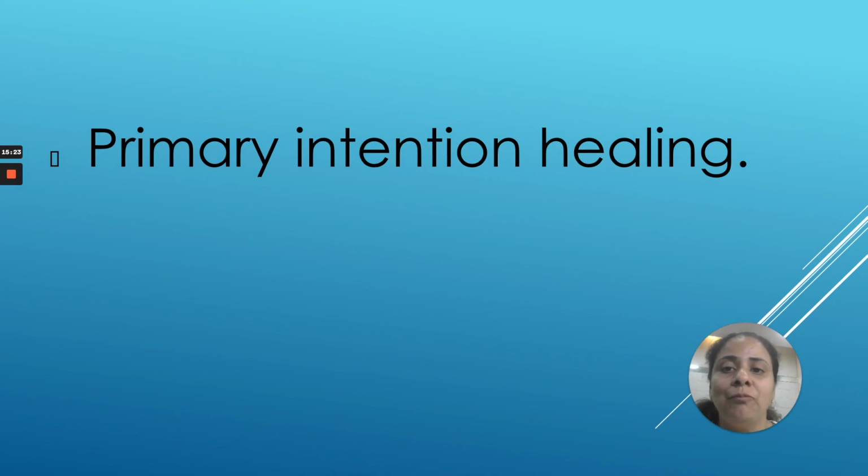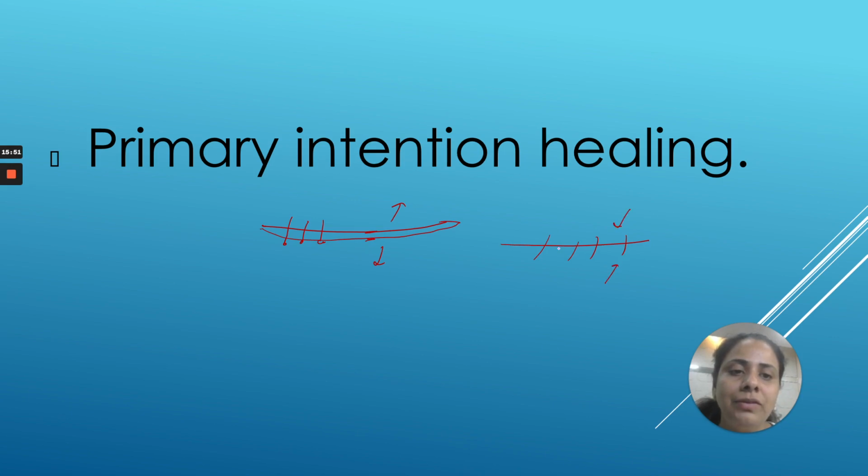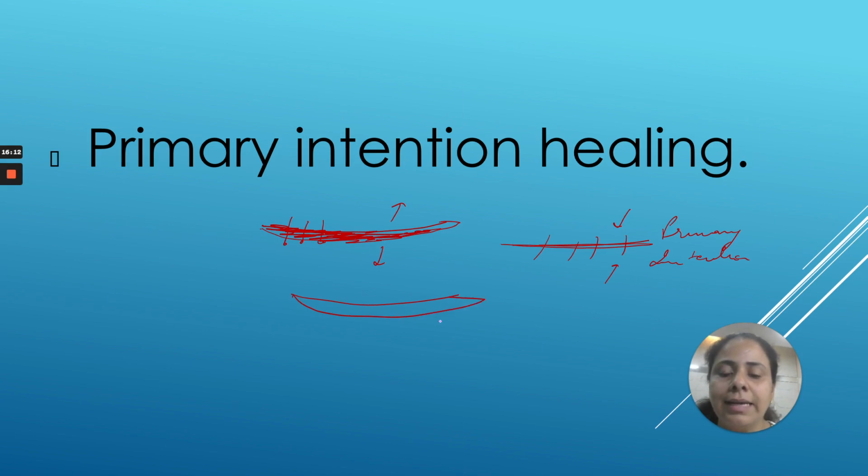What is primary intention healing? Primary intention healing is when this is the incision line, with one part of the incision line here and the other part here, and when the two parts of the incision line get approximated beautifully with the help of the suture, and then become a thin line for healing. This is called primary intention. Suppose I leave my wound like this only, then whatever healing I get now is secondary healing.